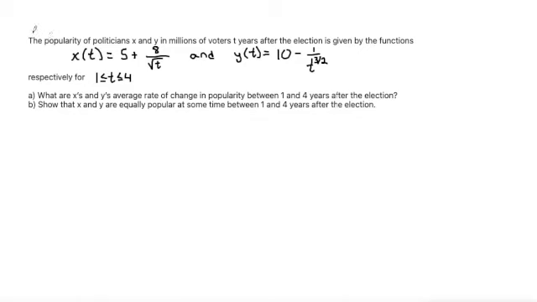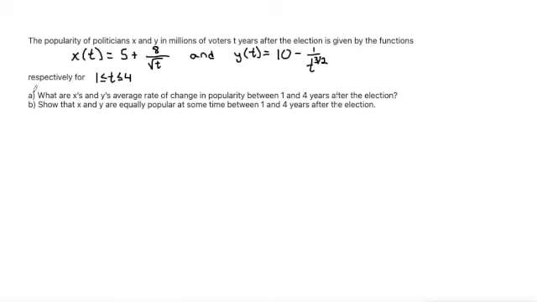So here we have a problem that says the popularity of politicians X and Y in millions of voters t years after the election is given by the function x of t is equal to 5 plus 8 over square root of t, and y of t is equal to 10 minus 1 over t to the power of 3 halves, respectively, for when t is between 1 and 4.